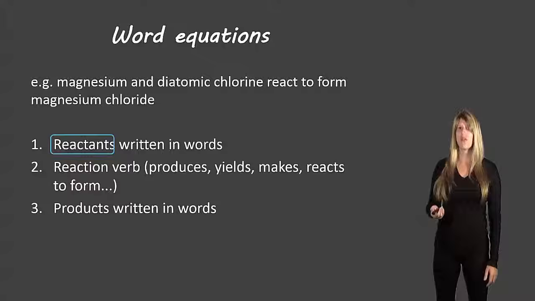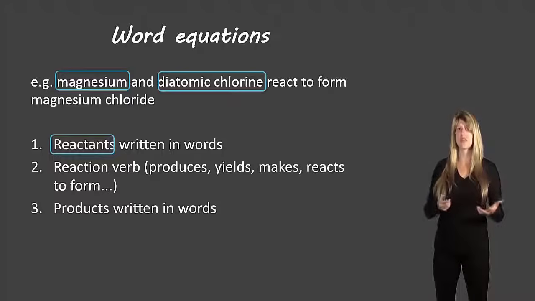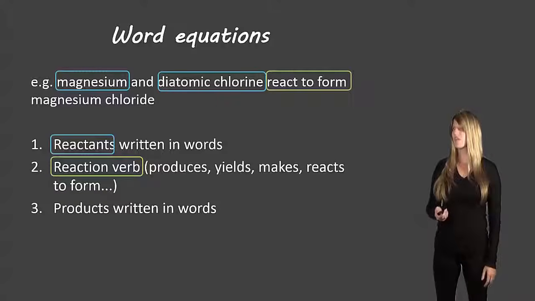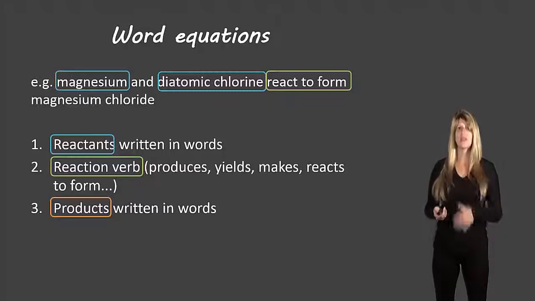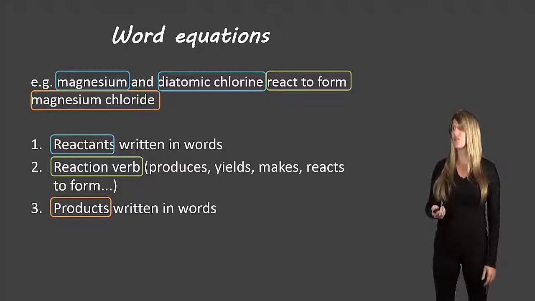So if we look for our reactants in this word equation, we've got magnesium and diatomic chlorine because that's what we start with. Our reaction verb here is reacts to form. And then our product is what comes after the reaction verb, so magnesium chloride is our product.